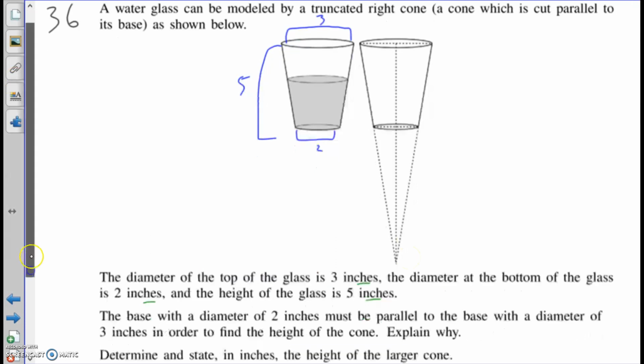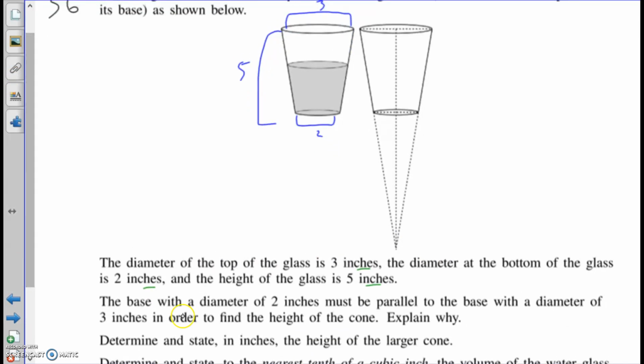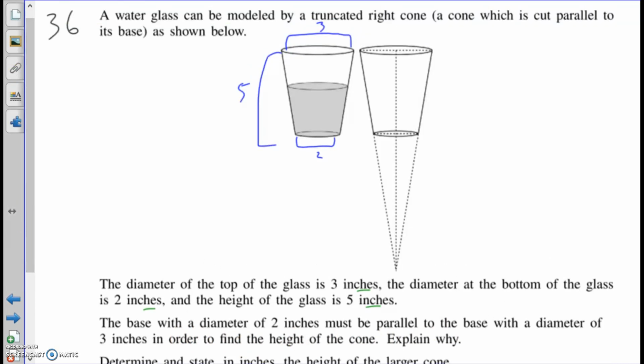The first question says the base with a diameter of 2 inches must be parallel to the base with a diameter of 3 inches in order to find the height of the cone. Explain why. So basically what we want to do, the next question is find the height of the cone. So like this diameter is 3, this is 2, this is 5. What they want us to find is this height here. And they're saying, why do these have to be parallel in order for that to happen?